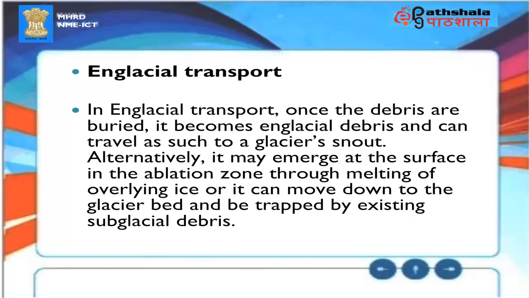Englacial transport. In englacial transport, once the debris is buried, it becomes englacial debris and can travel as such to a glacier's snout. Alternatively, it may emerge at the surface in the ablation zone through melting of overlying ice, or it can move down to the glacier bed and be trapped by existing subglacial debris.